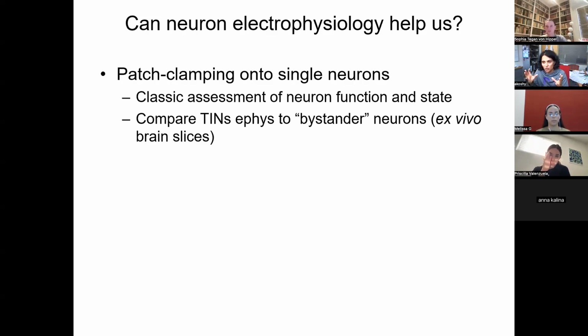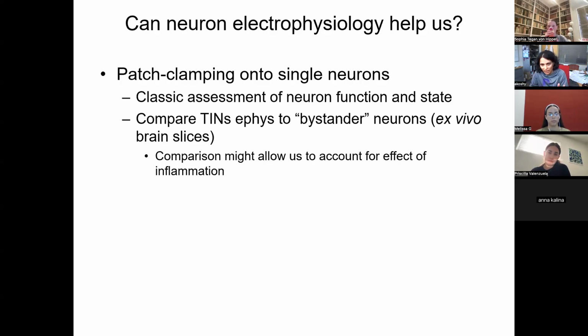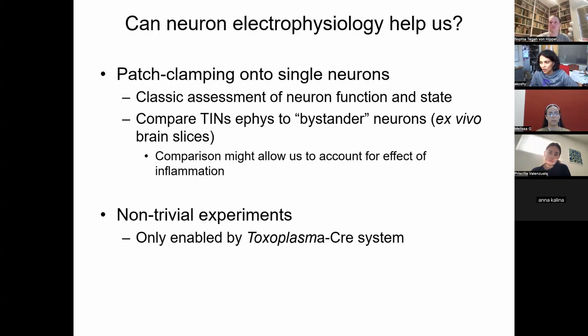If it's just inflammatory milieu, then those neurons should look similarly abnormal. And so it might allow us to account for the effect of inflammation, but it's a non-trivial experiment. And part of that is that it's enabled by the Cre system, because you can't patch onto green neurons without the Cre system. And you have to compare apples to apples.